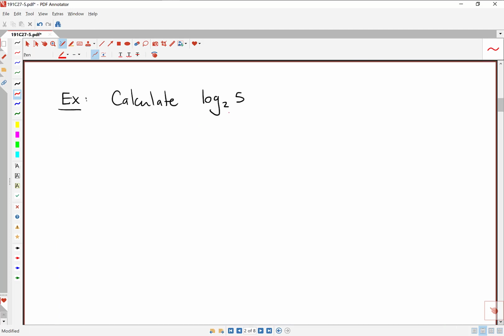So let's calculate log base 2 of 5. First thing to realize is it's not going to be a nice number. There's no whole number exponent that goes on 2 to make 5. So it's going to be some messy decimal number, and we can use our change of base formula to compute that. According to the change of base formula, we'll go ln of our number divided by ln of our base. We can type that into our calculator, and that comes out to about 2.32. So that's how we use the change of base formula.